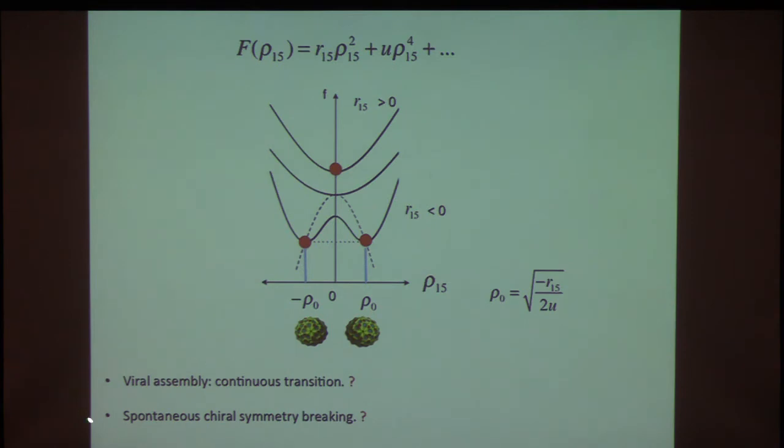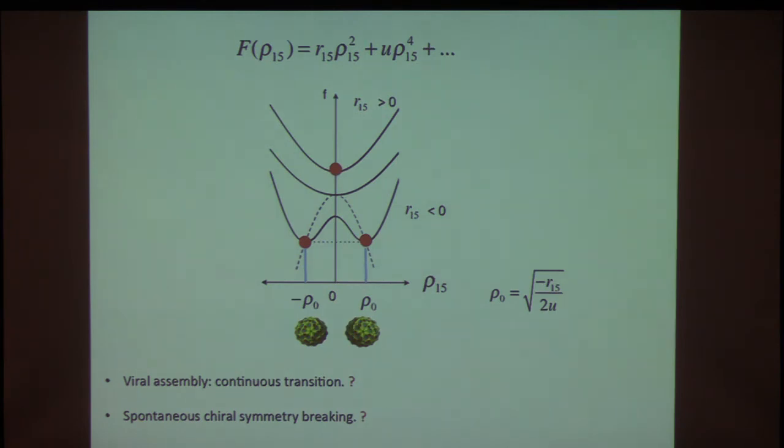So they came up with the following prediction. Viral assembly should be a continuous transition. And it corresponds to spontaneous chiral symmetry breaking. They didn't emphasize that, but that is what the theory contains. So the question is: is this ordering transition purely second order because of chirality?